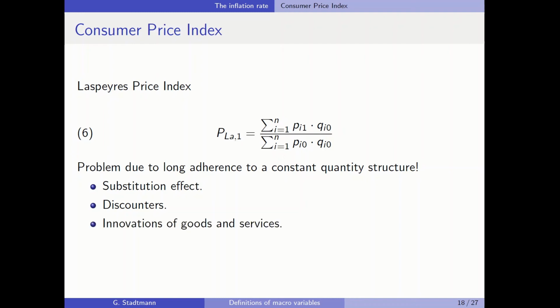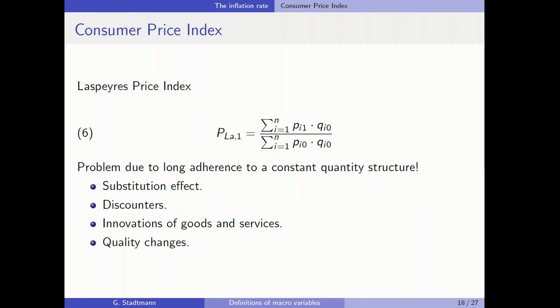There are some more problems, for example, innovations of goods and services. Some new goods, of course, enter the quantity structure of the household, but they will only affect the shopping list of the guy from the statistical office after some delay. So innovations of goods and services are directly in the consumption basket of the private household, but not directly in the consumption basket of the guy from the statistical office.